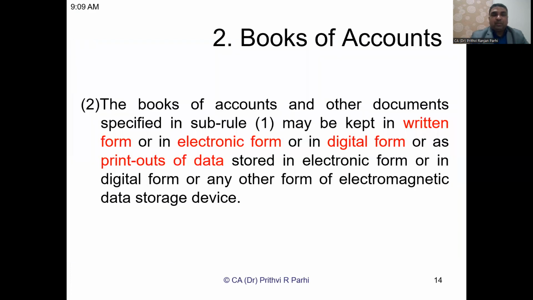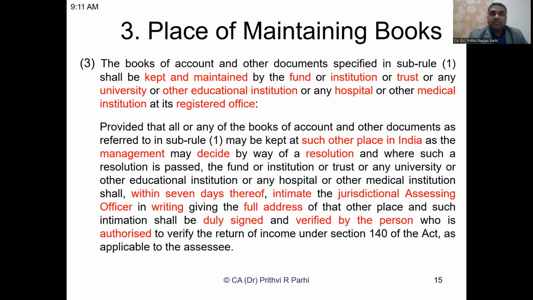Right? And one more thing you have to keep in mind: these rules are also saying this can be maintained in electronic or digital form, and printouts also can be kept. That option is also there. Also, the rules suggest this has to be maintained at the registered office. If it is kept elsewhere, then the management must have passed a resolution to keep it somewhere else, and within 7 days of such a decision, the assessing officer must be intimated about the full address where these records and books of accounts are kept.